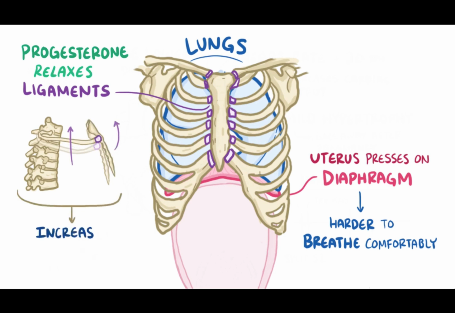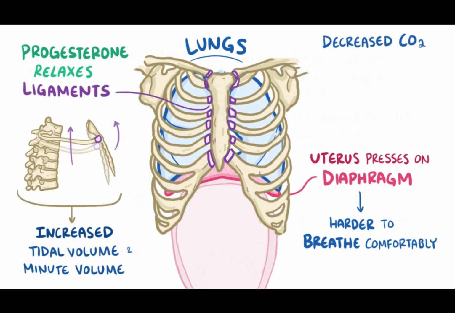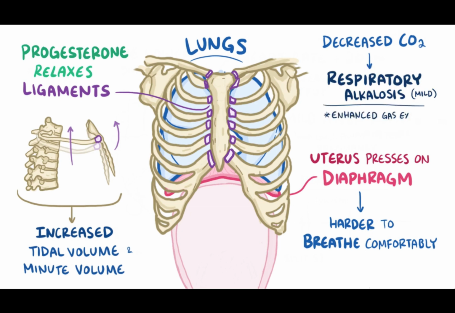These changes increase the tidal volume, the amount of air inhaled or exhaled per breath, and minute volume, the amount of air inhaled or exhaled per minute. This decreases carbon dioxide levels in the blood, causing a mild respiratory alkalosis. It turns out that this mild alkalosis actually enhances gas exchange across the placenta, making it easier for the growing fetus to get oxygen.